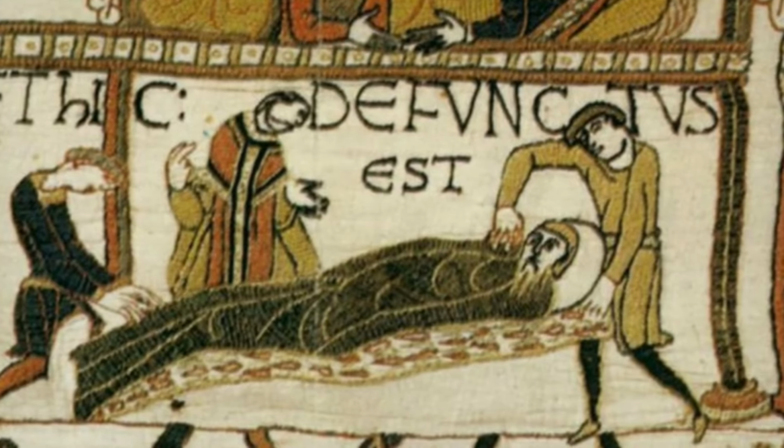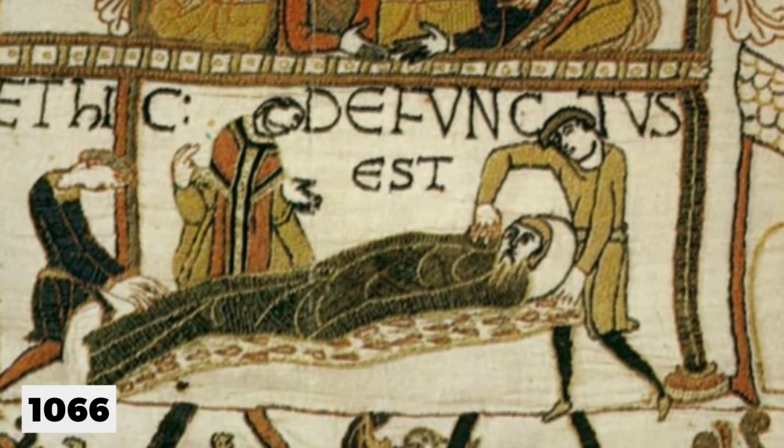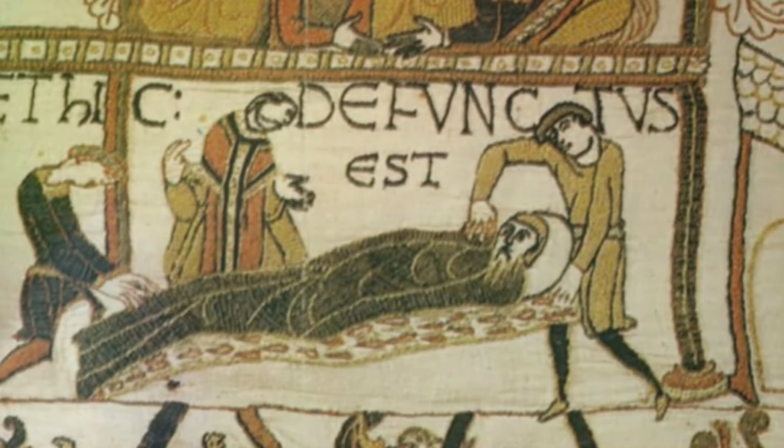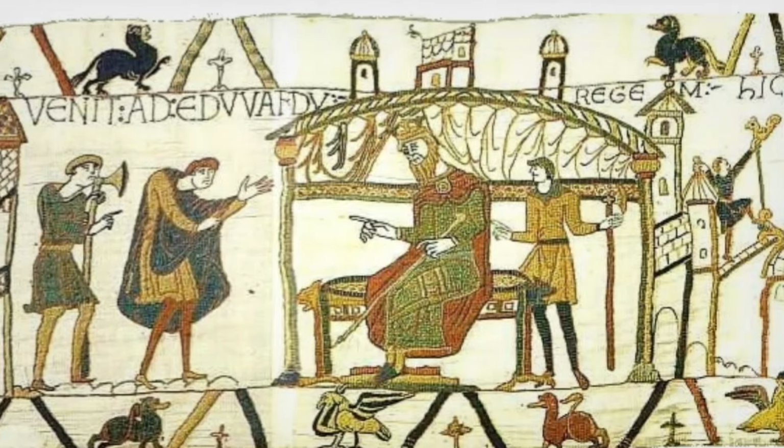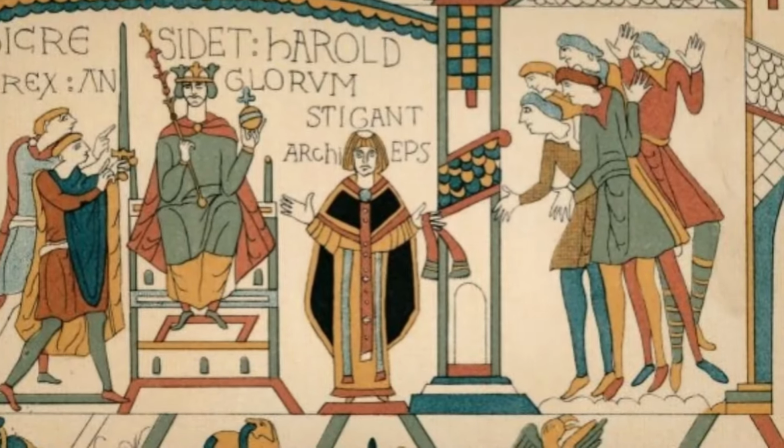The succession crisis in England following the death of Edward the Confessor in January 1066 created a perfect storm for William's ambitions. Edward died without an heir, and there were several claimants to the throne, including Harold Godwinson, the powerful English earl, and William of Normandy.